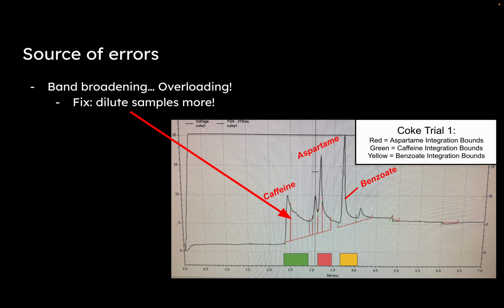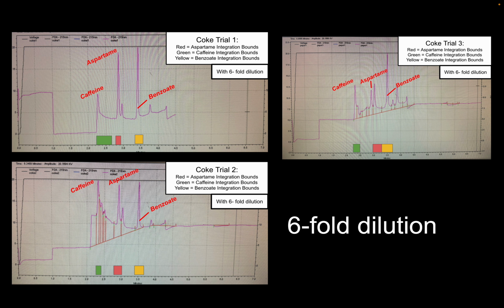Okay, another one is band broadening. We already talked about this. That caffeine peak is too big. Dilute the samples more. So those are the changes I made. That's why I picked to do six-fold dilution with sonication. So let's get into how those came out.